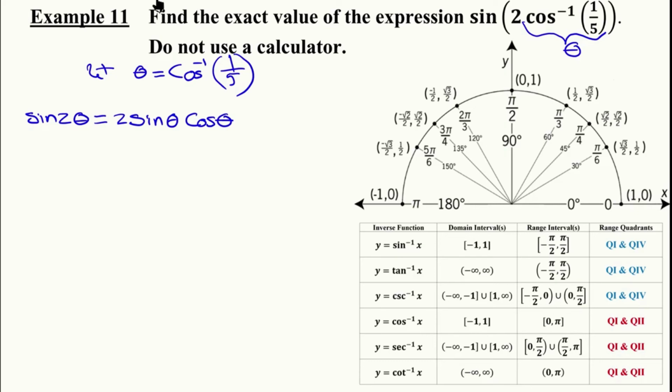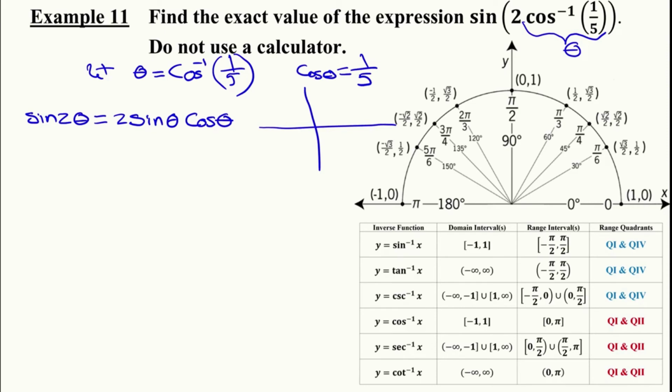Remember, if theta is equal to inverse cosine of 1/5, that means cosine of theta is equal to 1/5. So if we just go ahead and draw a quick little image here, we can see that because we're looking between 0 and pi, we know that cosines are positive in the first quadrant. So we're going to draw a situation in the first quadrant. We're going to draw an angle whose cosine is 1/5.